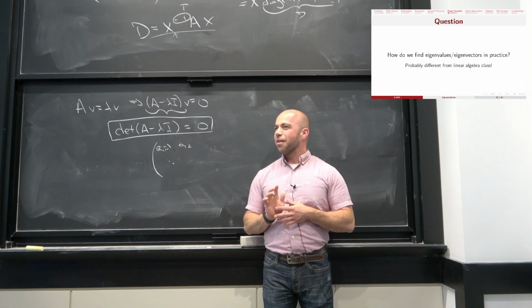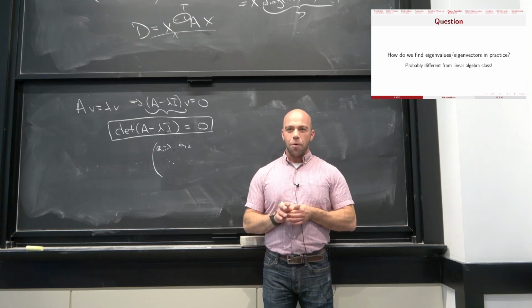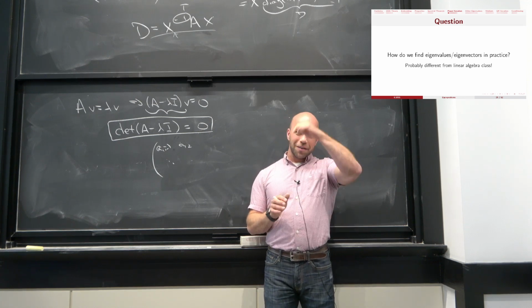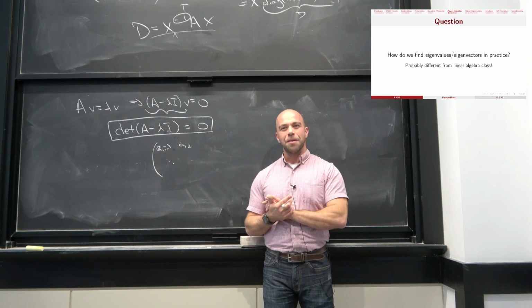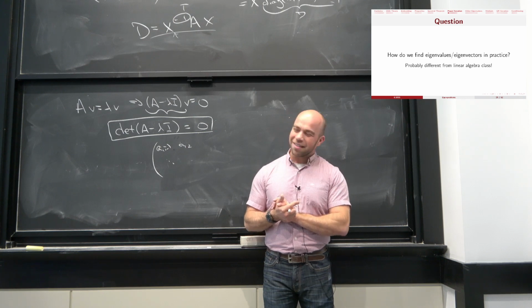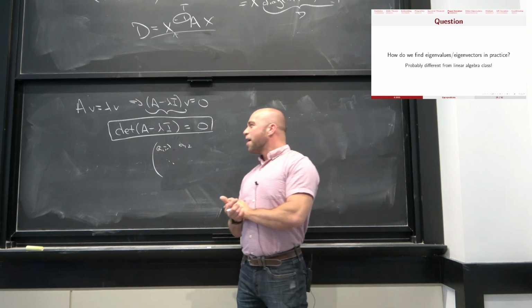You can do it for 3x3. Can we do it for 6x6? No, right? Because we know that there's only a formula for the roots of a polynomial up to what, degree 5, I believe? 4? I think 5 is when it breaks down. 5 is when it breaks. Sorry, I was getting confused.